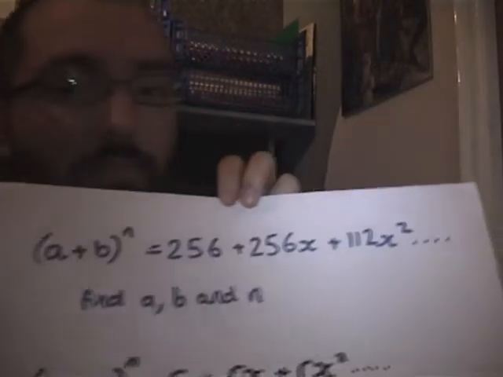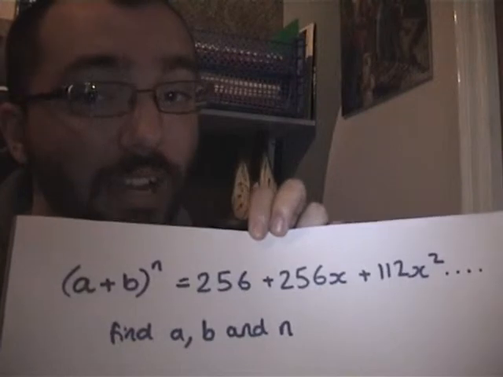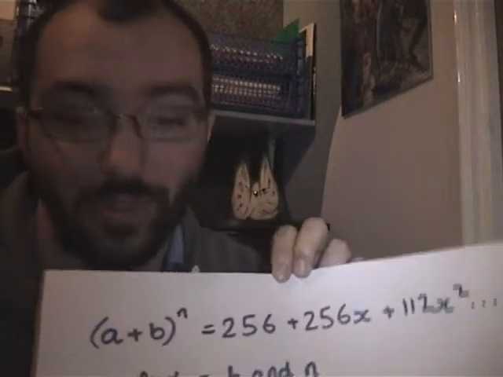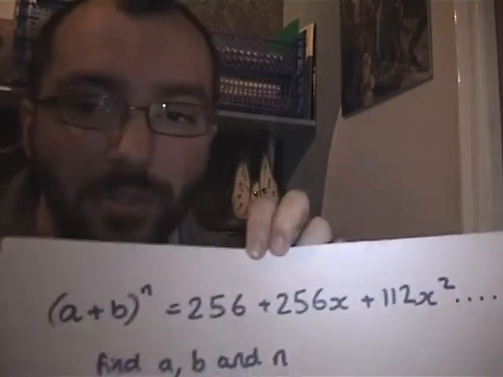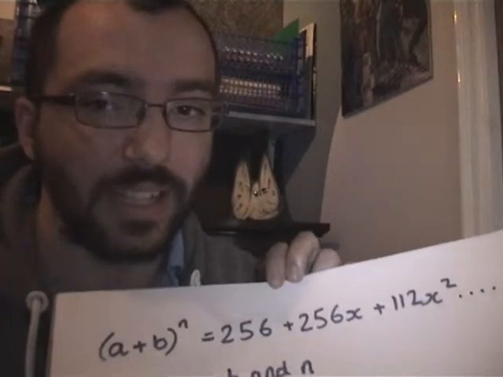Here's the top one. I've got an expansion there that I've worked on. It's a plus b to the power n. Not much clues there, but it equals this. I wonder if you can work out what a, b and n are in this particular case.